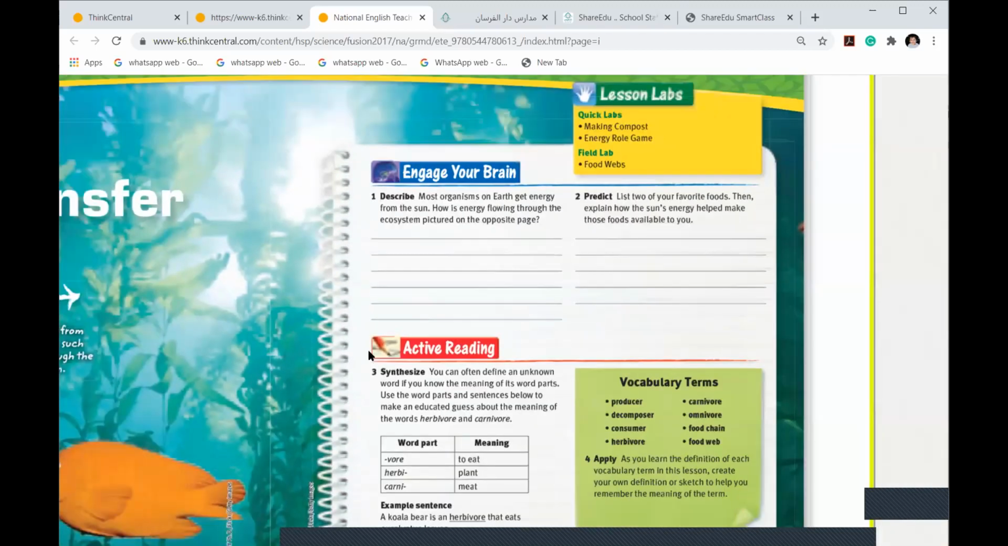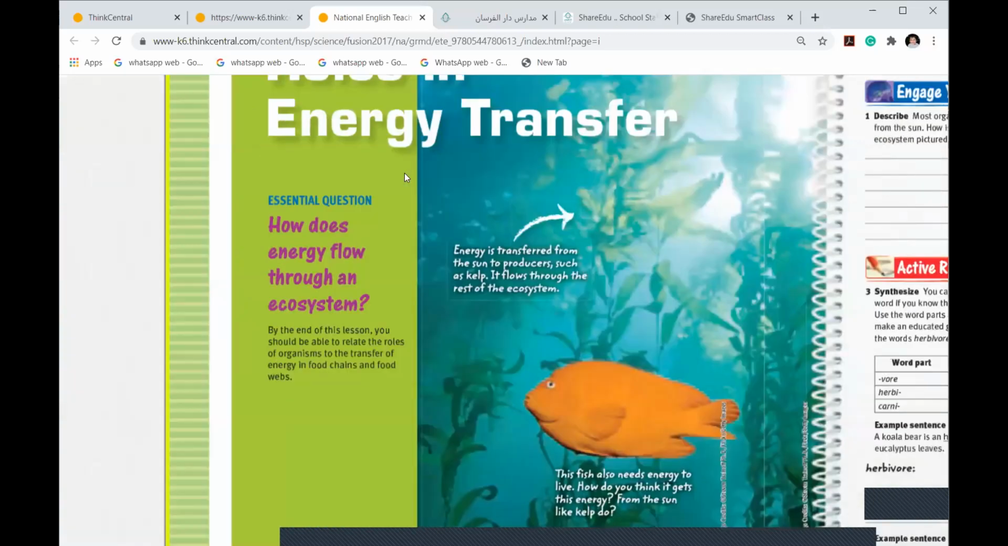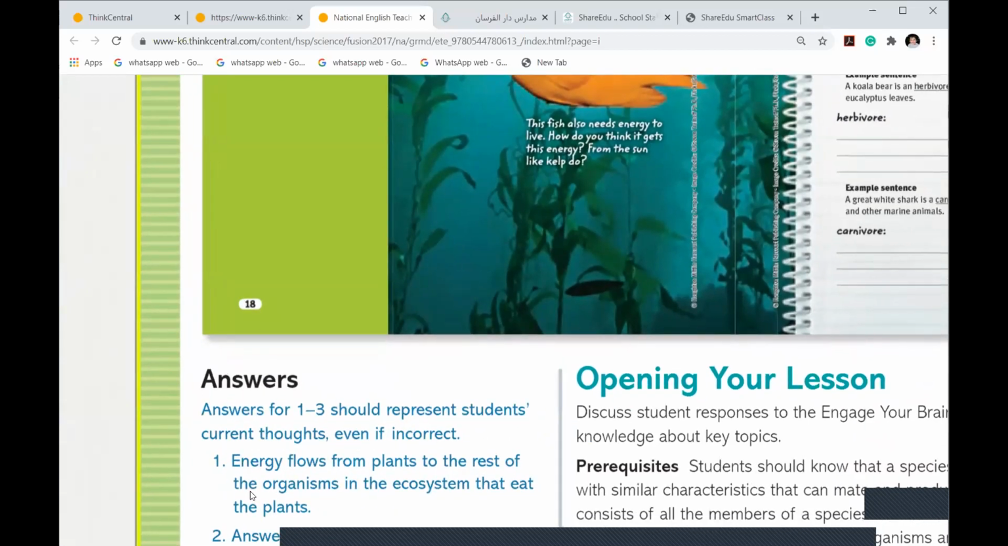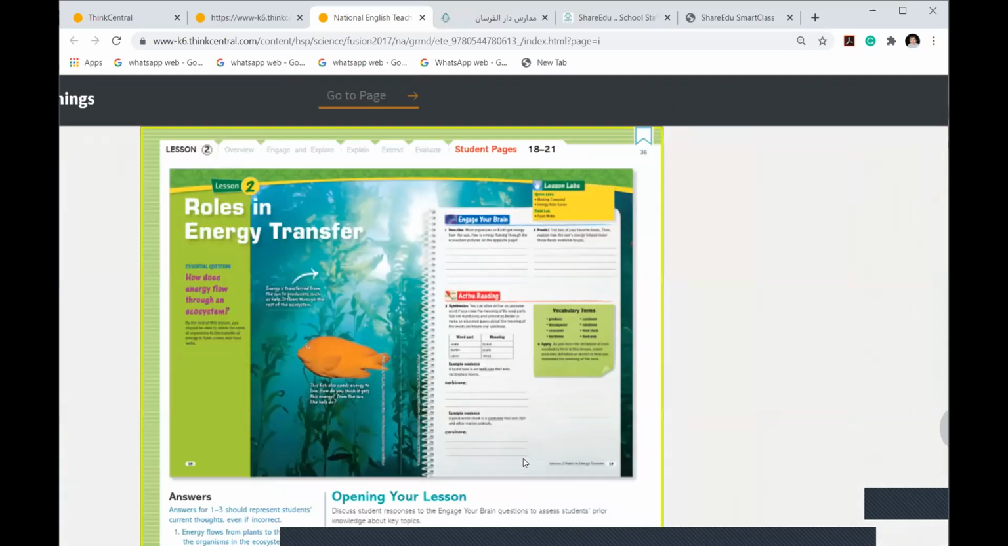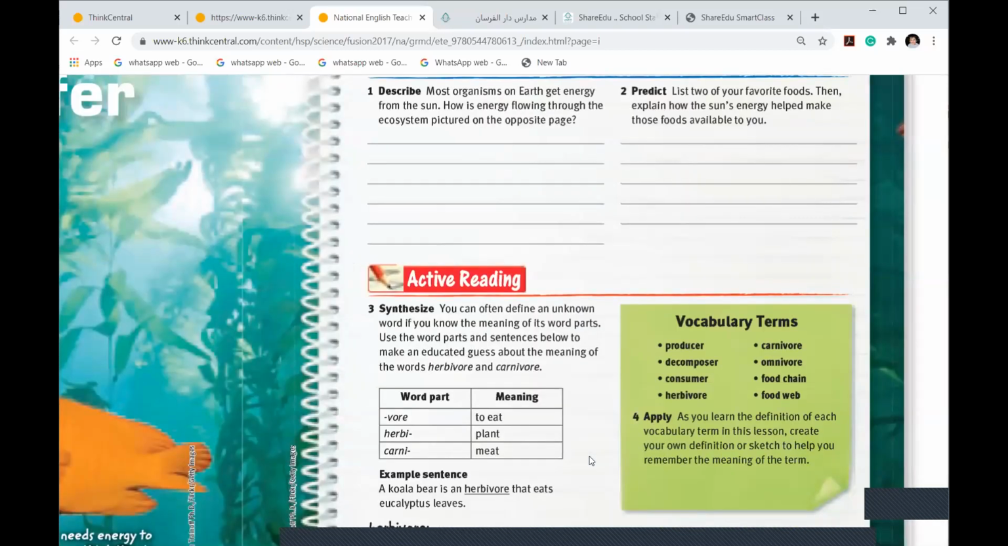Now, most organisms on Earth get energy from the sun. How is energy flowing through the ecosystem pictured on the opposite page? I think they're asking about the next page. Energy flows from plant to the rest of the organisms in the ecosystem that eat plants. The arrow mark shows that energy flows from the plant to the rest of the other organisms. Yes. Okay, this you're going to write on your own.